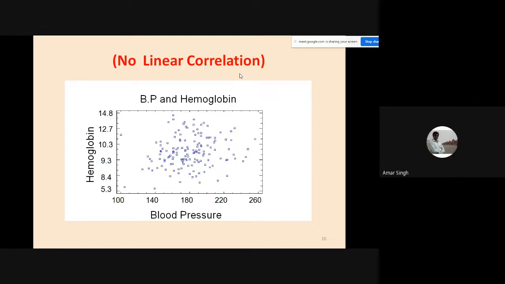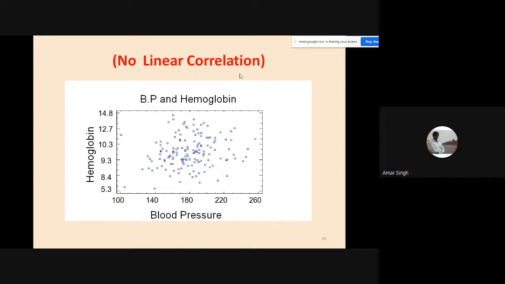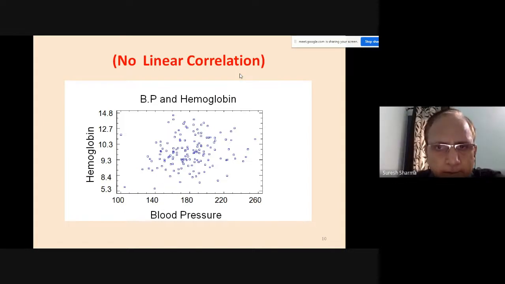Excuse me, sir. Yes, please. Sir, can we say it is zero correlation? Zero correlation in the sense of linear only. If you compute Karl-Pearson and the value of correlation comes out close to 0 or 0, you will say that there is no linear relationship between blood pressure and hemoglobin. Obviously, you will say that. But use the word linear, because Karl-Pearson will give you an idea only about the linear relationship between the two variables, not any other relationship. You follow my point? Yes. Sure. All right. Thank you. Any other question?